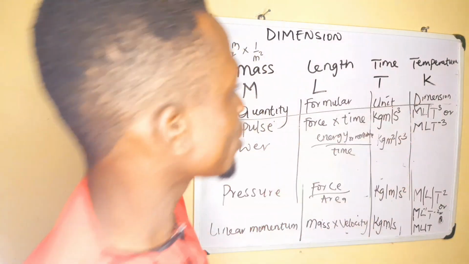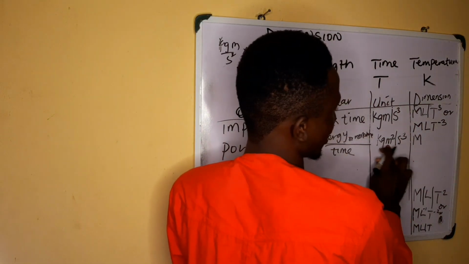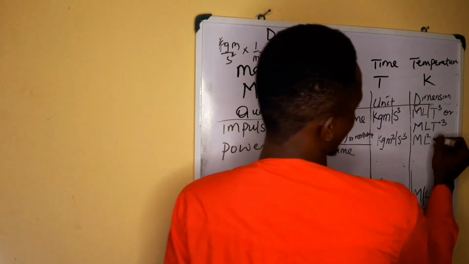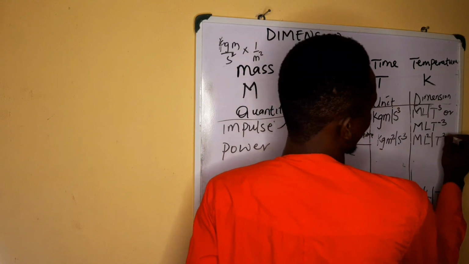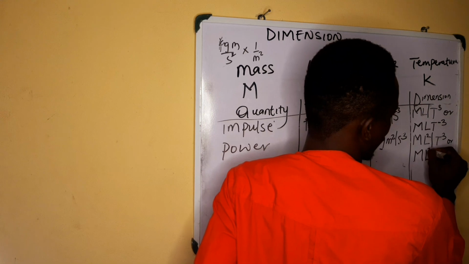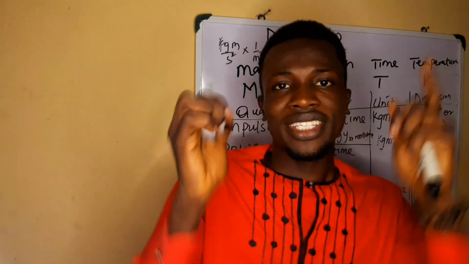Power. So if you transcribe it to dimension, it's going to give us M for kg, then meter squared represents length squared, then what? Slash s represents time, so it's T to the power of 3, or otherwise written as M L squared T to the power of -3. So that's where we're going to stop for today on dimensions.